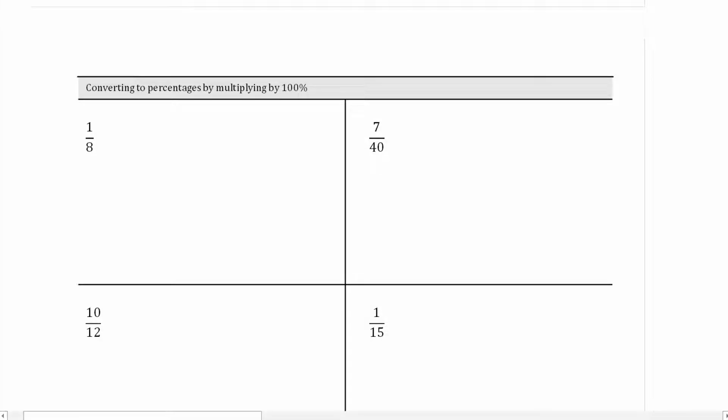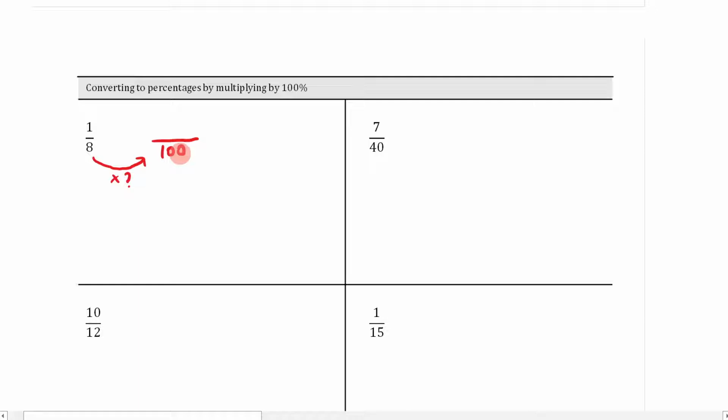Okay, year sevens. So what we're going to do now is we're going to take the fraction 1 on 8 and we're going to turn it into a percentage. Now, don't write down what I'm about to write down. I want to take 8 and I want to times it by something to make the denominator 100. What would I times it by? 8 times what gives me 100?